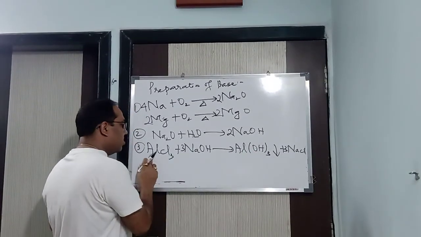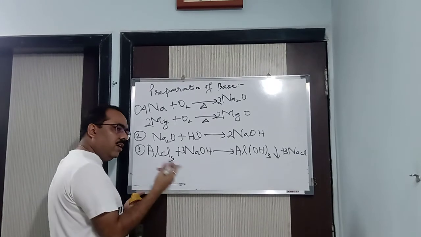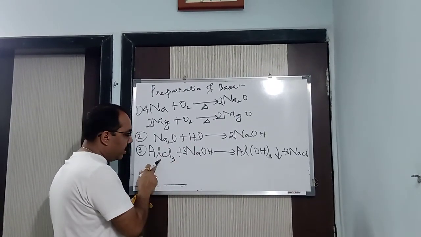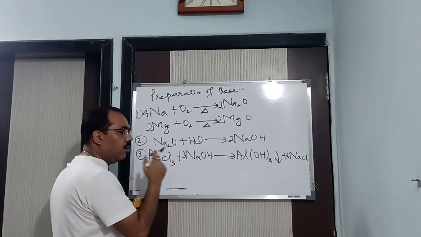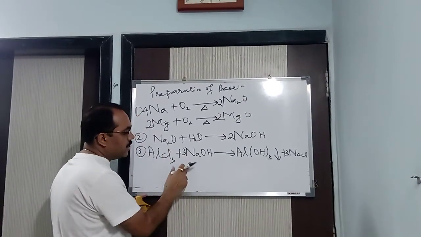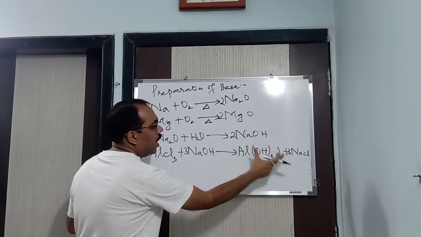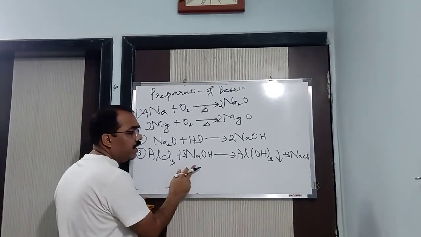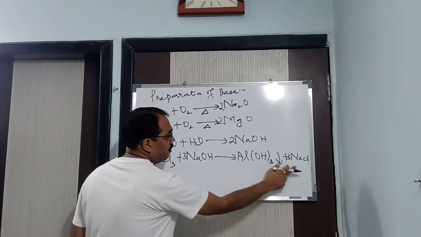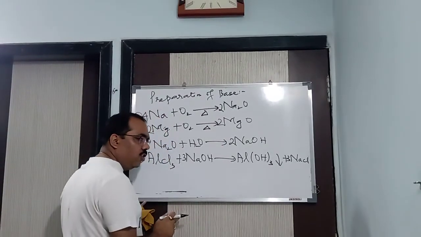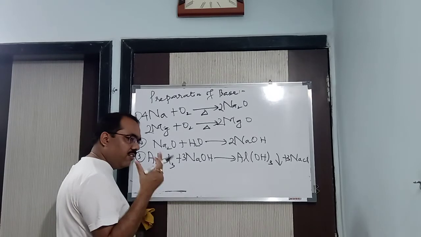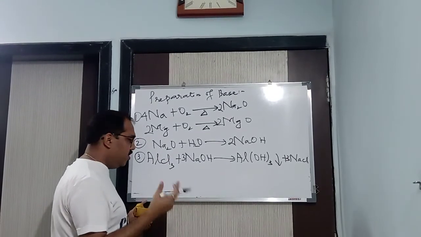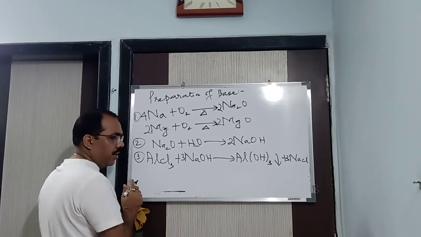Instead of aluminium chloride, we can also take zinc chloride, calcium chloride, or lead chloride. So when aluminium chloride, zinc chloride, or ferric chloride reacts with NaOH, we get the corresponding hydroxides. Got it? For example, if I take FeCl3 plus NaOH, what will I get? Fe(OH)3 plus NaCl. How will you know that it's Fe(OH)3? It gives a reddish brown precipitate. Ferric salts always give a reddish brown precipitate. So you can prepare it in this particular manner.